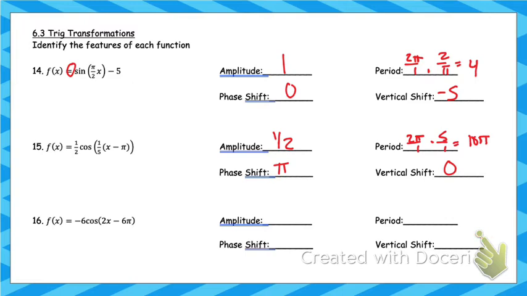And then the last one, in order to find the phase shift, remember we need to rewrite that. So I'm going to do 2 and then x minus 3 pi. So my amplitude is 6. My phase shift is 3 pi because I rewrote it. The period is 2 pi divided by 2, which is pi. And the vertical shift is 0. There's nothing added to the end.